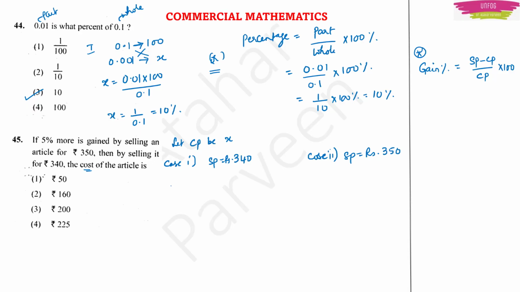So, in the first case, let's apply our formula. Gain percent is equal to selling price minus cost price by cost price. So, selling price is 340, cost price we don't know, into 100. Again, in case 2, gain percent is equal to selling price is 350, cost price we don't know, into 100.